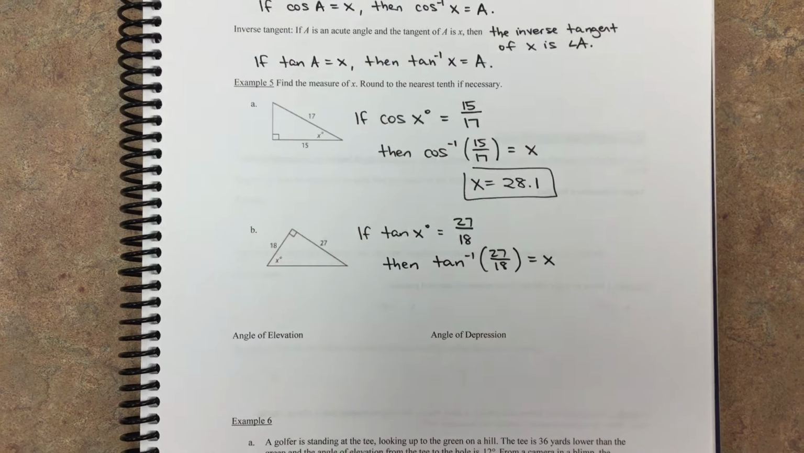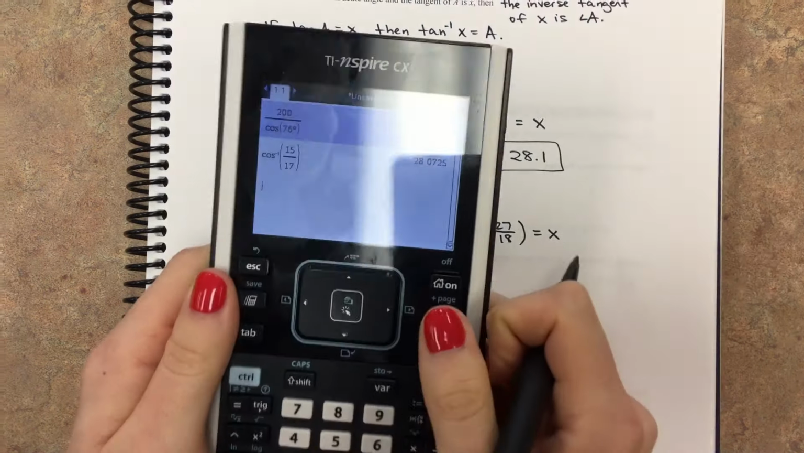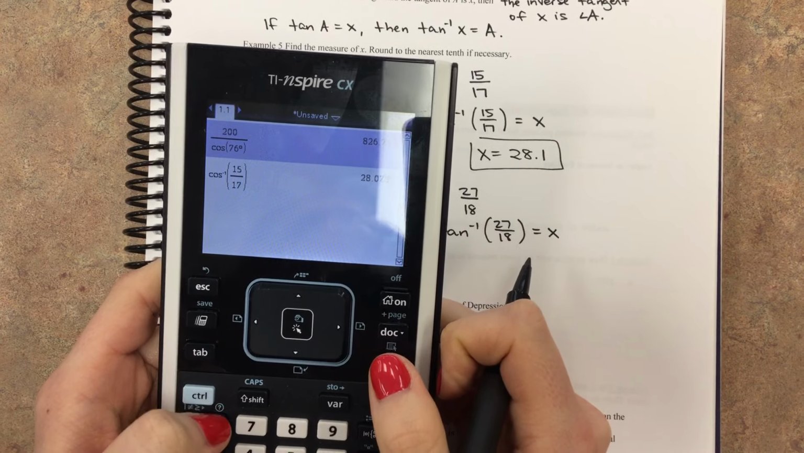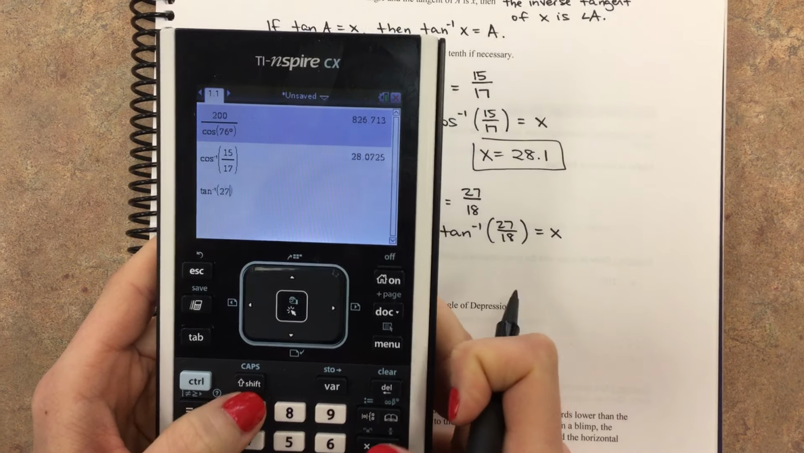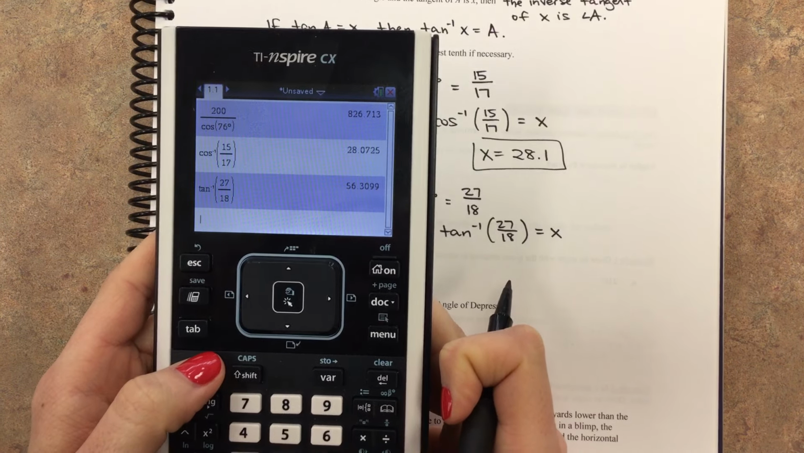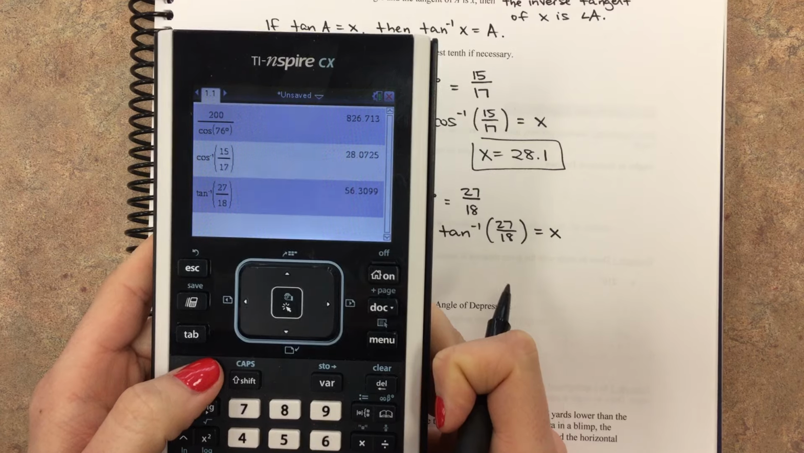This statement right here, we can just plug right into our calculators and we'll figure out what x is. Hit that trig button right next to the 7, go over to tangent inverse, type in 27 over 18, and that gives us our angle measurement. That would be 56.3 degrees.